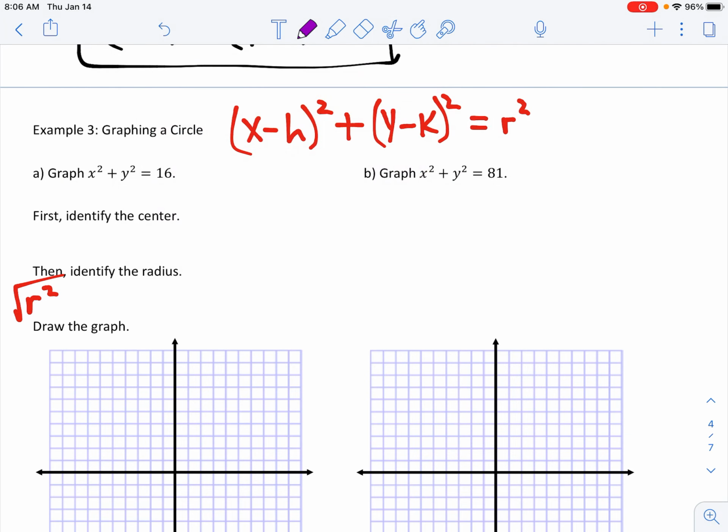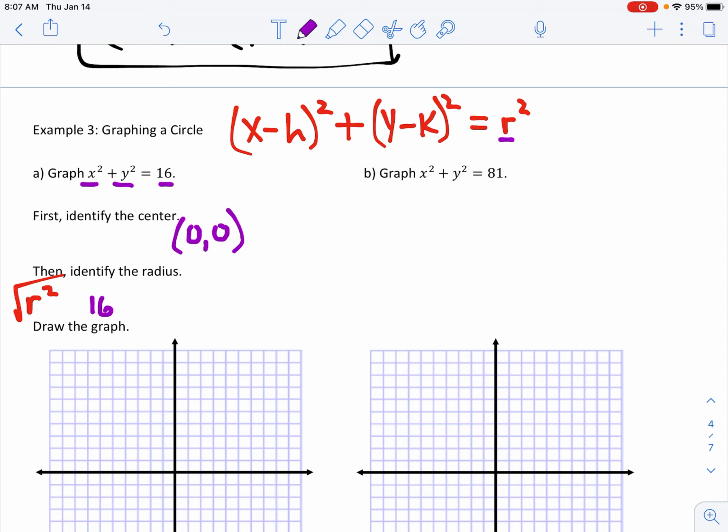So, here we go. There is nothing inside a parenthesis. If there's no number inside the parenthesis, we use 0 for it. There's nothing inside a parenthesis here, so we use 0 for that one. So our center is at 0, 0. You'll notice the 16 is in the spot of the r squared.